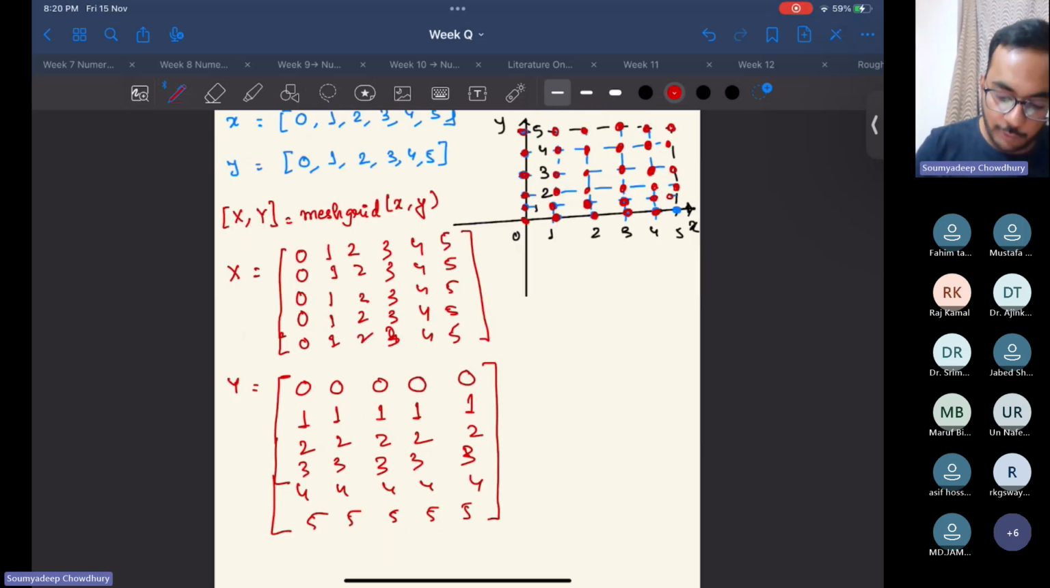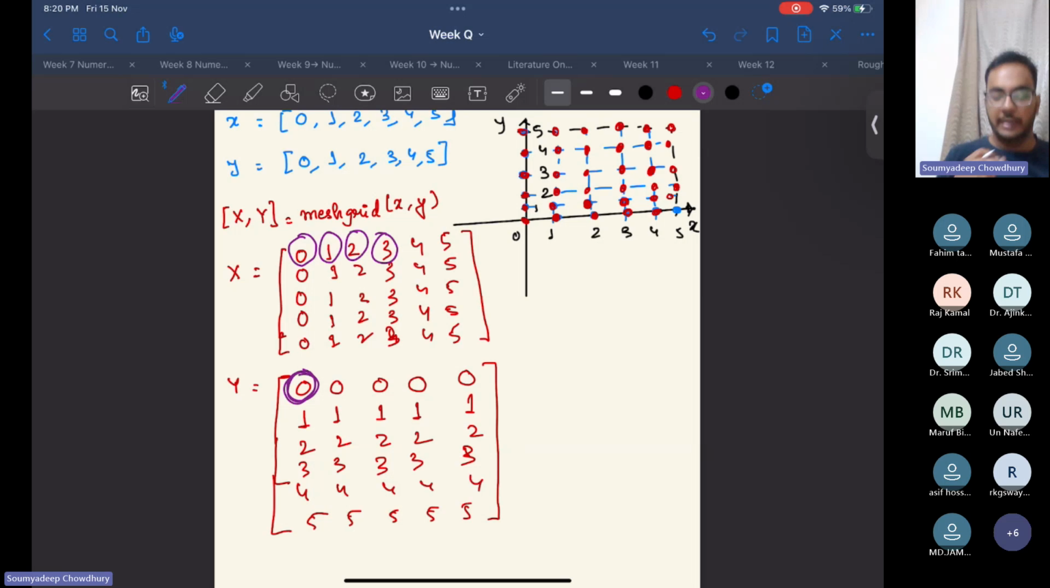Now if you carefully look, the first value is 0 here, first value is 0. That is the first point, 0, 0. Now the next point is 1, 0, right, if we move in the horizontal direction. Second value is 2, 0, then 3, 0, 4, 0. Like that, if I combine x and y, I'll get all the points in the particular mesh. Is it clear?